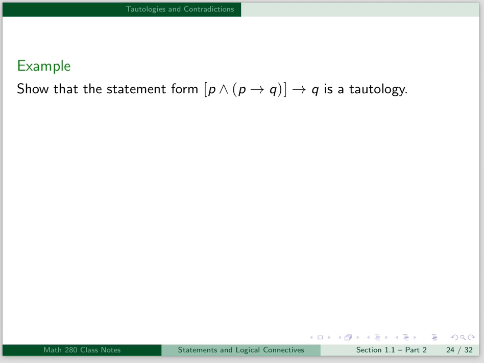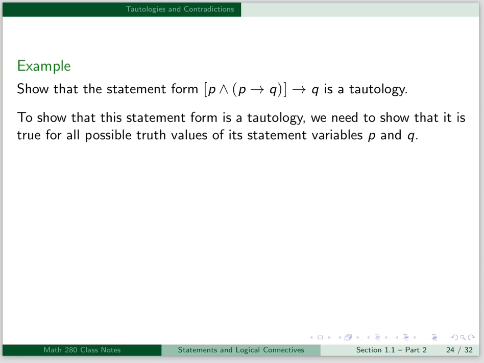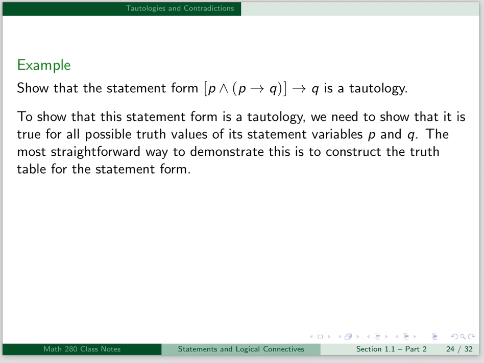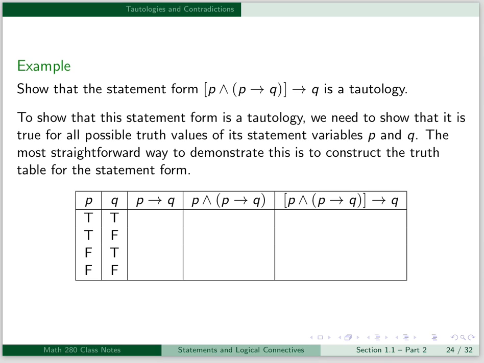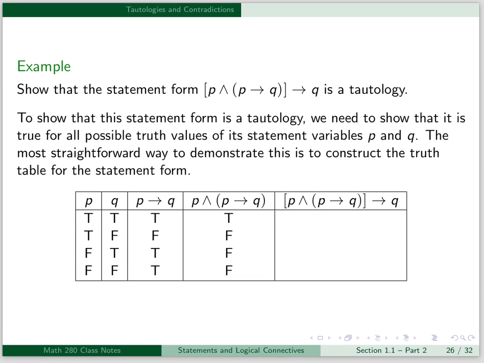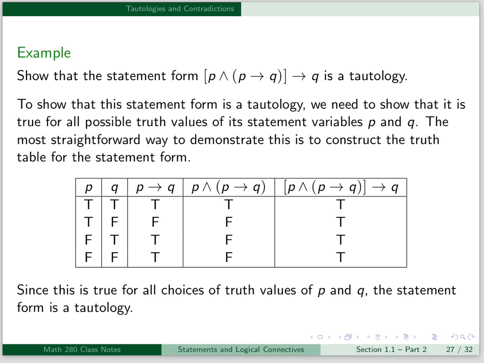For our next example, we want to show that the statement form P and P implies Q, quantity implies Q, is a tautology. To show the statement form is a tautology, we need to show that it is true for all possible truth values of its statement variables P and Q. The most straightforward way to demonstrate this is to construct the truth table for the statement form. So we'll start with our truth table set up as shown, and fill in the truth table a column at a time. And since this is true for all choices of truth values of P and Q, we see that the statement form is a tautology.